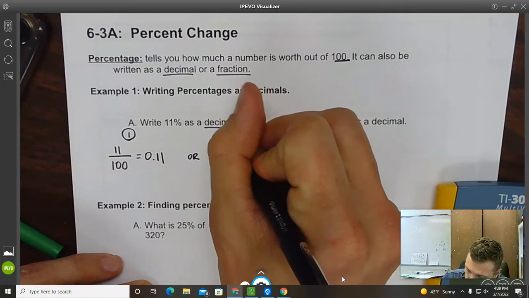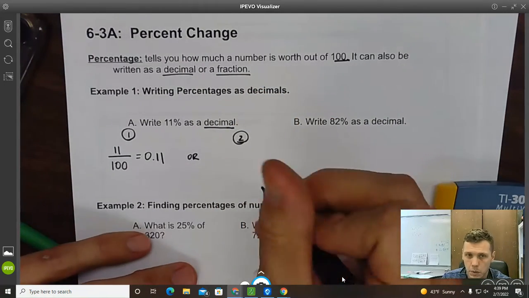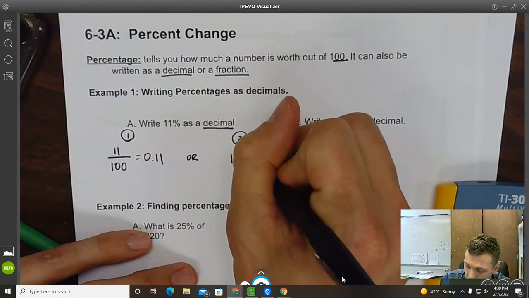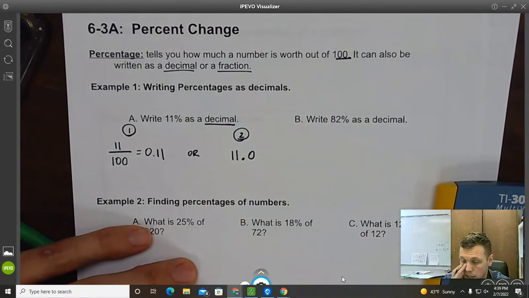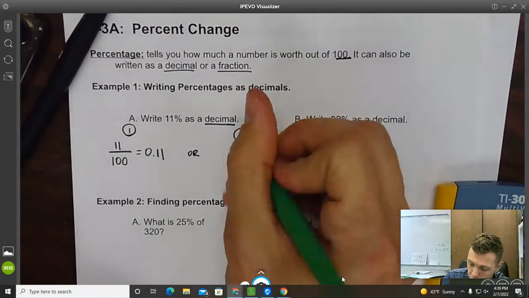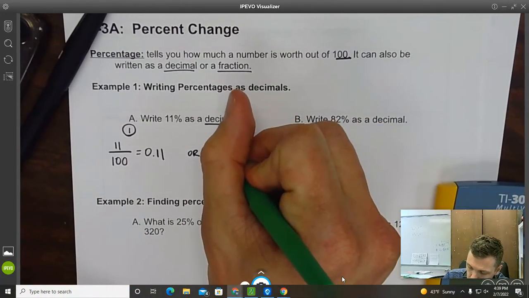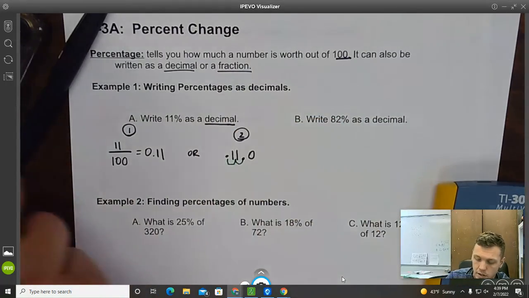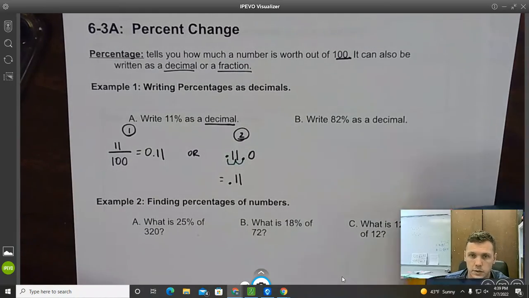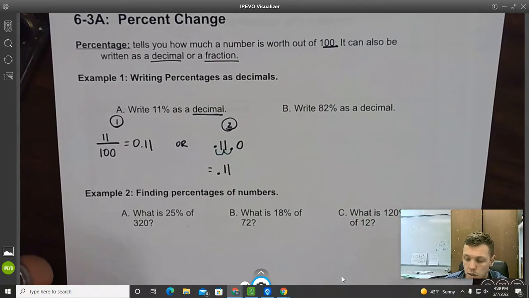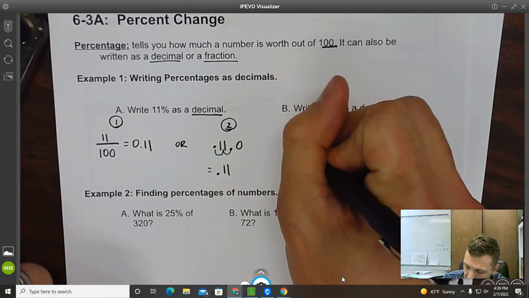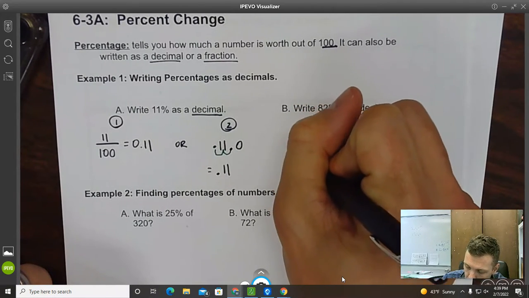The second way to do it, which is easier if you can remember, is 11 is the same as 11.0. To change it to a decimal, we take that decimal place and move it two places to the left. So it is equal to 0.11.